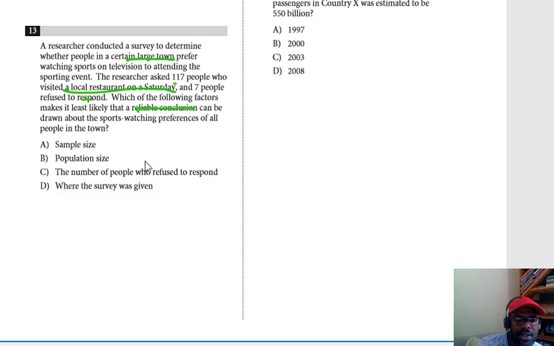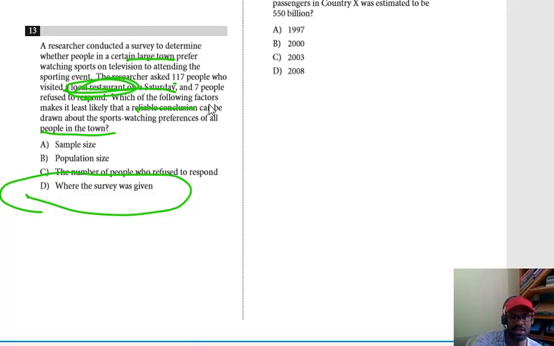Okay, all people in the town. I think the first thing is that he just chose the people from restaurants. So it's not sample size, it's not population size, it's not the number of people who refused to respond. No, it is where the researcher is sampling.